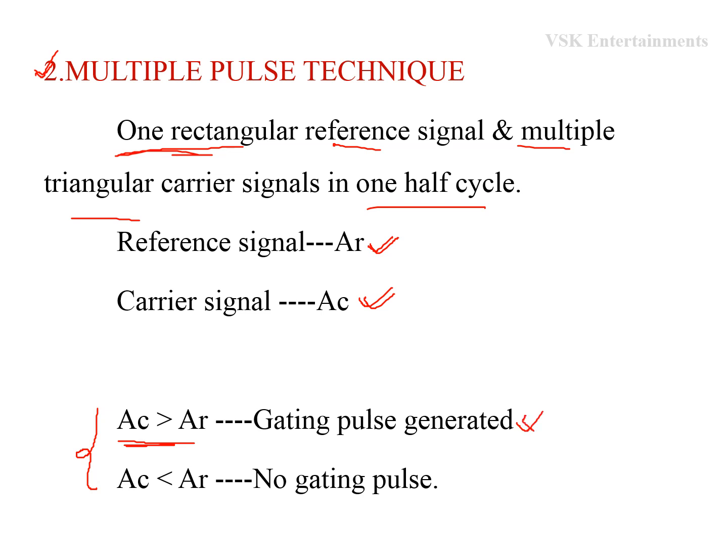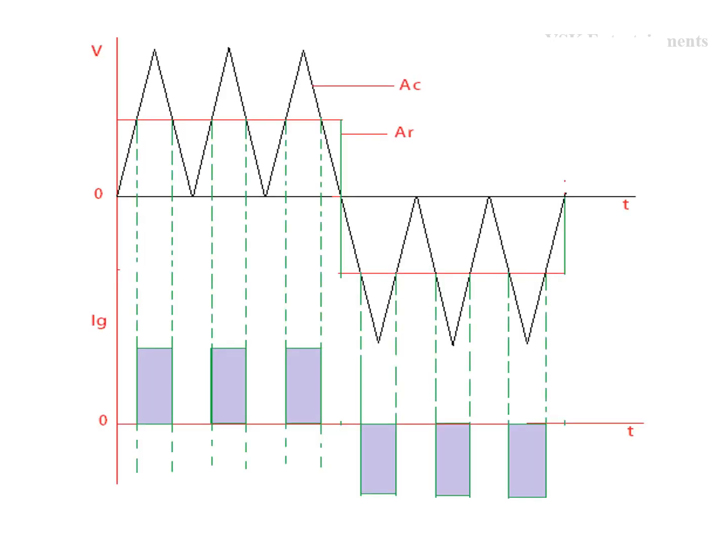By using this gating pulse we are going to get the control output voltage V0. Whenever the magnitude of carrier signal is less than the magnitude of reference signal, we are not going to get any gating pulse. The waveforms related to the multiple pulse technique: here AR is the magnitude of reference signal and AC is the magnitude of carrier signal.